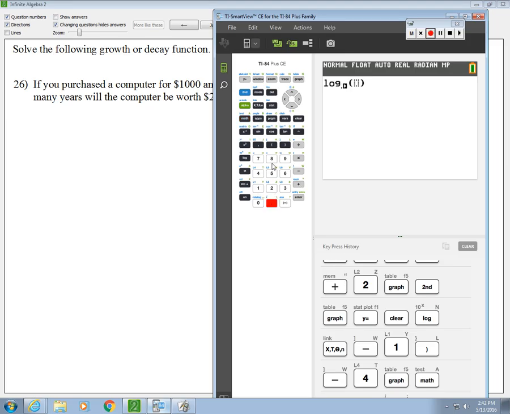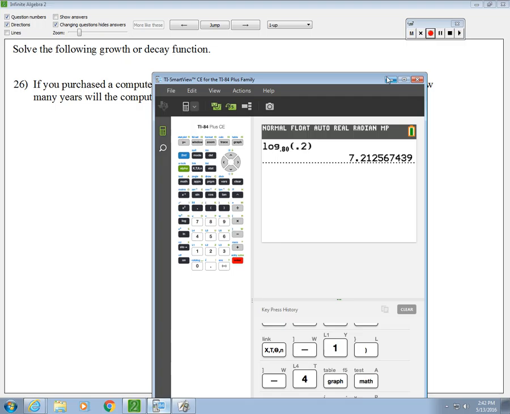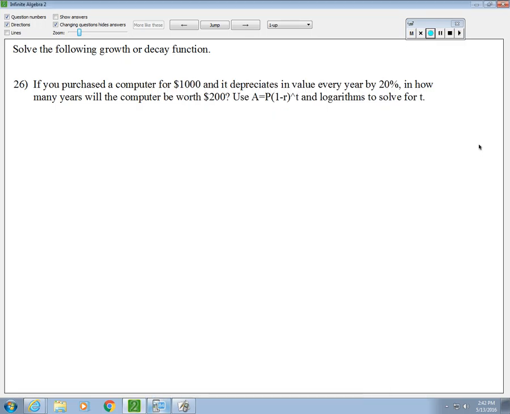Of 0.80 is the base, and then of 0.2. And so it would take 7.2 years before that computer was worth $200. Now, like I said, you're really not going to have to know how to do all that on the test because you'll have multiple choices that can be just plugged in for t until you get 200. All right, 27.